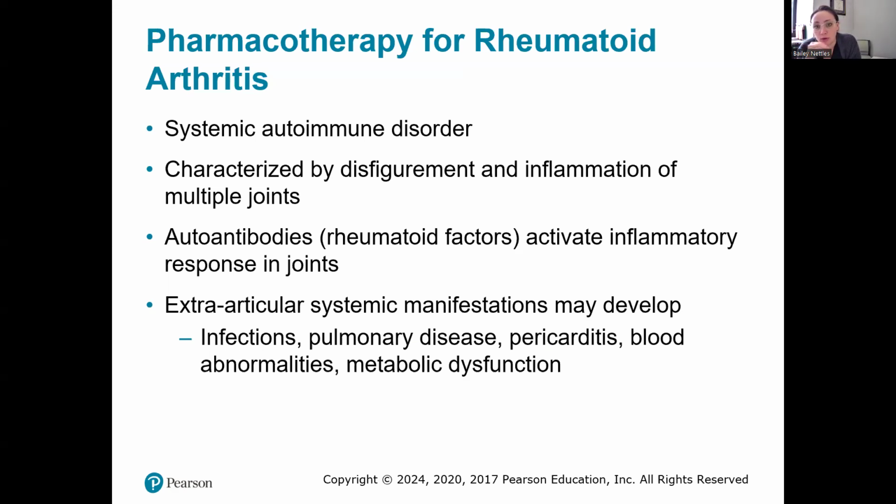So they have rheumatoid factors, which are like autoimmune antibodies for rheumatoid that activate the inflammatory response in the joints. This can actually lead to infections, pulmonary diseases, pericarditis, and other systemic infections, not just joint inflammation.